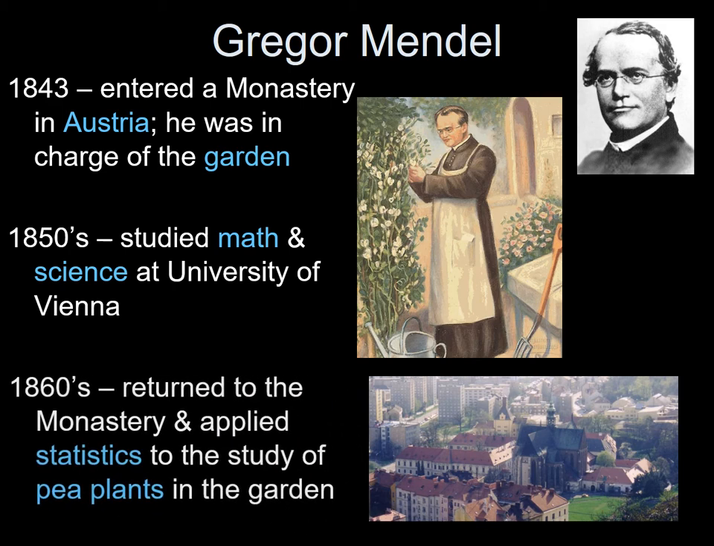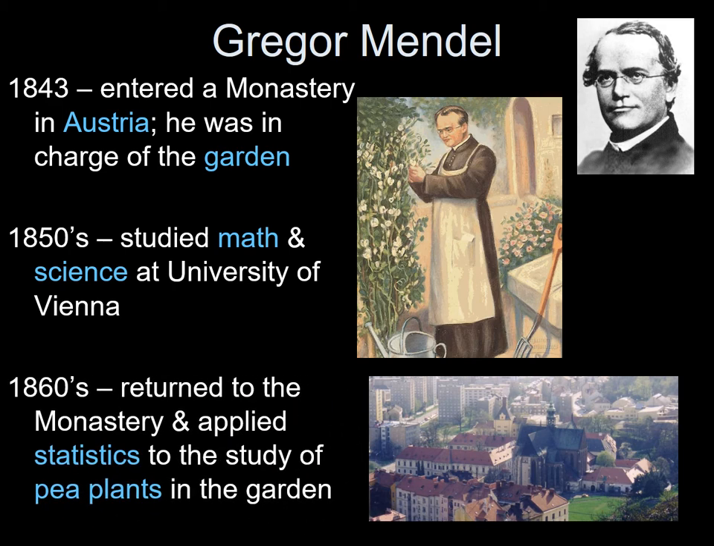And when he came back, he decided to stay at the monastery, and he was again in charge of the gardens. But having been a scientist and a mathematician at the university, he decided to apply statistics to the study of plants in his garden. And he happened to pick the pea plant.